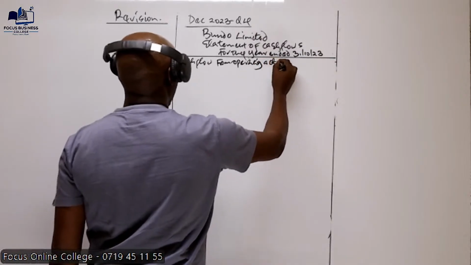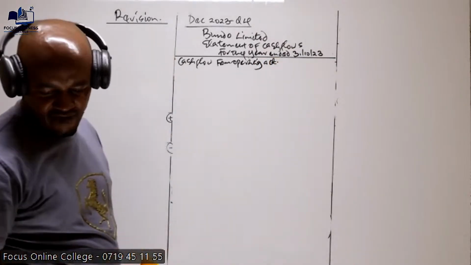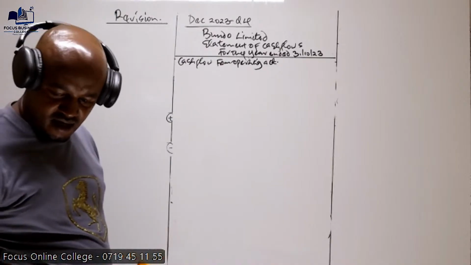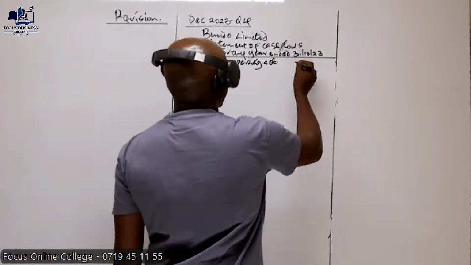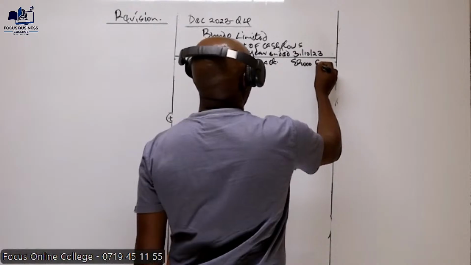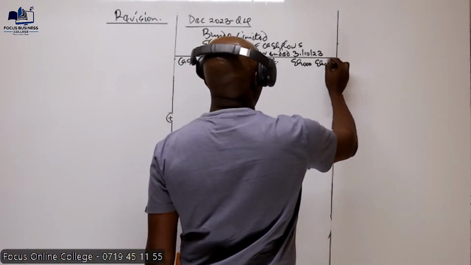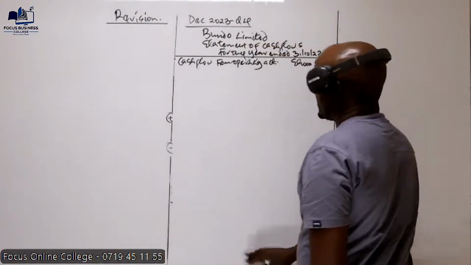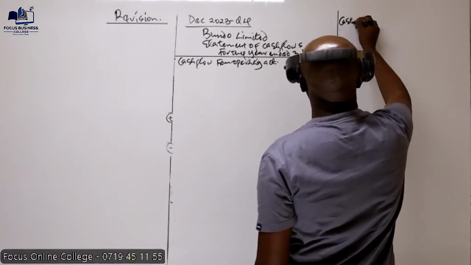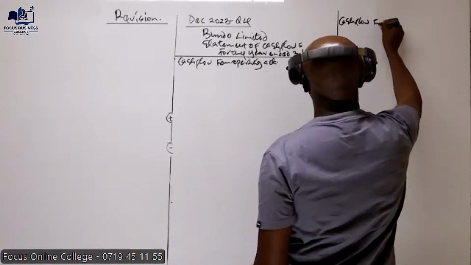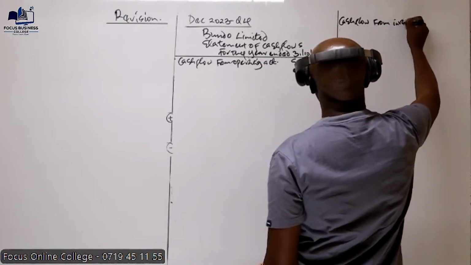From operating activities, and the values which are given here, they are still in thousands of shillings. We need to have 2 columns there, 3 columns there. We have a number of items which we record here. We leave enough space. Then from there, we will determine the cash flow from investing activities.